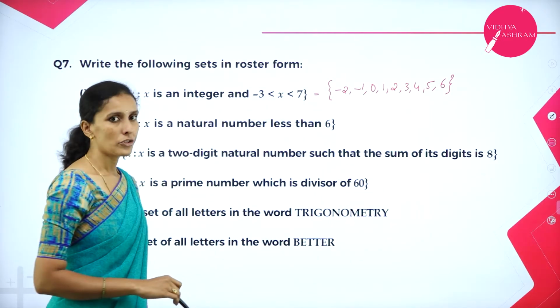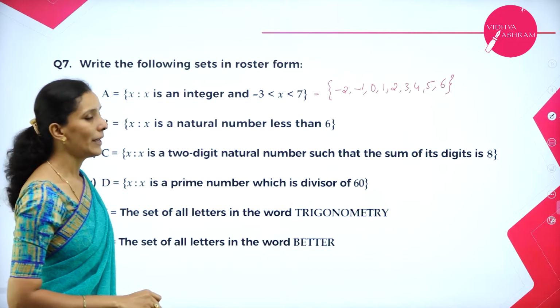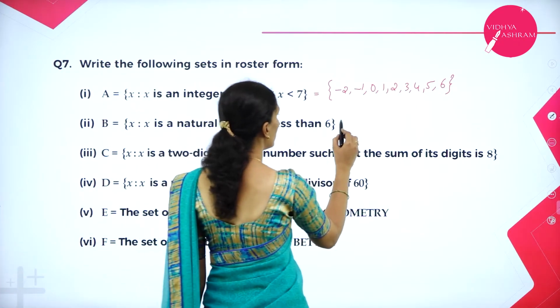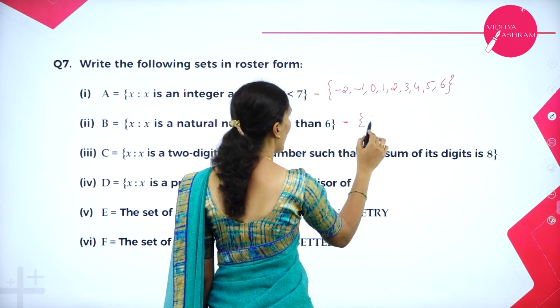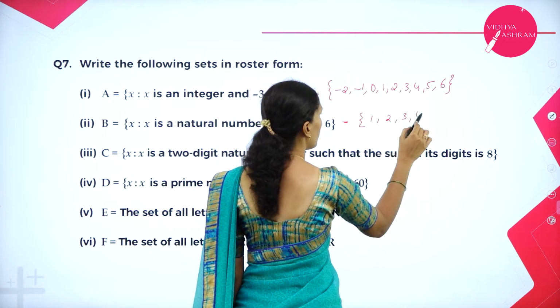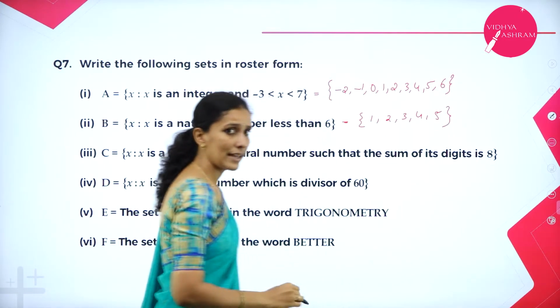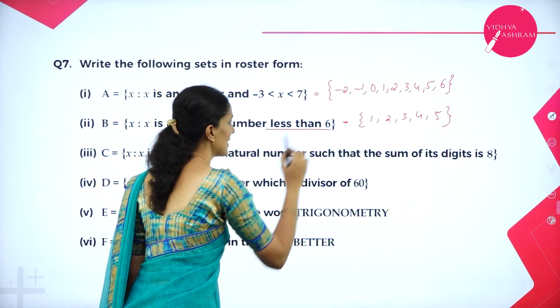Next, question B. X is a natural number less than 6. Simple. So what is the answer? 1, 2, 3, 4, 5. Less than 6. They have strictly told you it is less than 6.